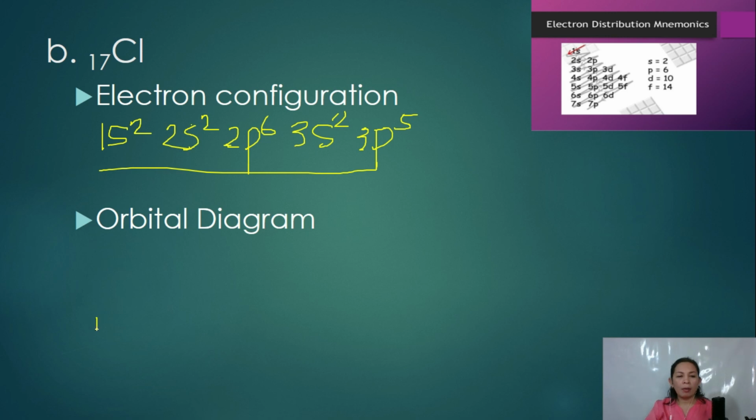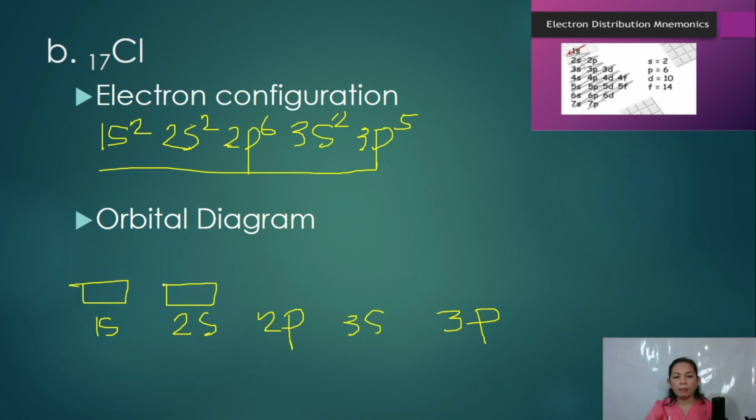And then, in making the orbital diagram, you write the orbitals first. We have 1s, we have 2s, we have 2p, we have 3s, and of course, we have 3p. 1 orbital for 1s, 1 orbital for 2s, 3 orbitals for 2p, 1 orbital for 3s, and 3 orbitals for 3p.